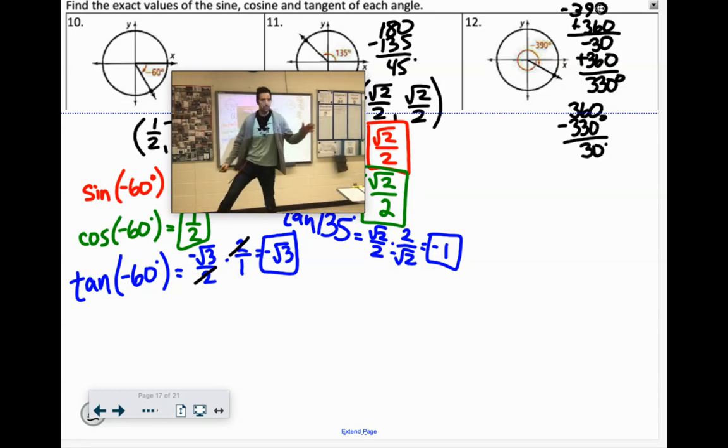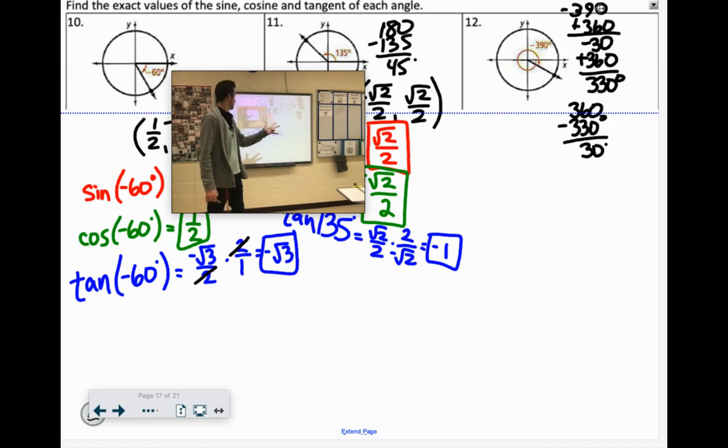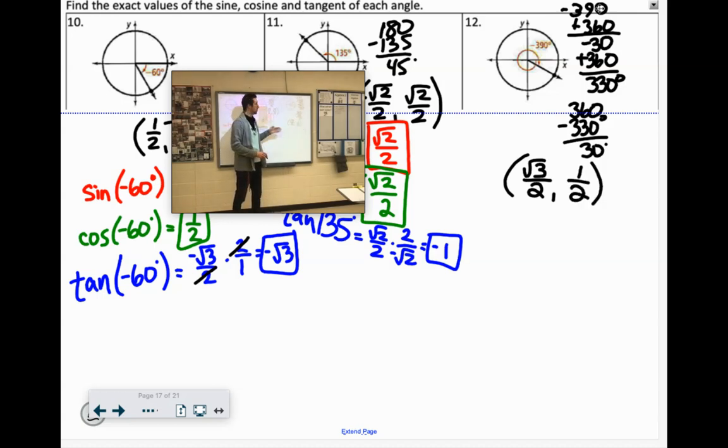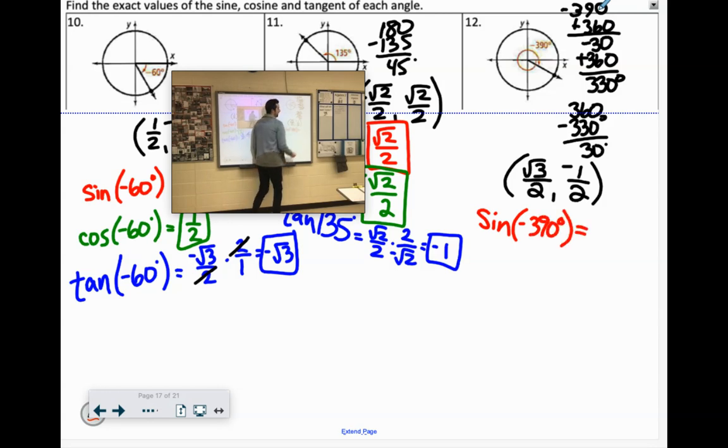So if we're thinking about 30 degrees, that's our ring finger. Our x is root 3 over 2. Our y is root 1 over 2, which is 1/2. Root 3 over 2, 1 over 2. Now it's in the right bottom corner, so that means it's a positive x and a negative y. So sine of, what did we say, negative 390? Sine goes with our y coordinate, negative 1/2.